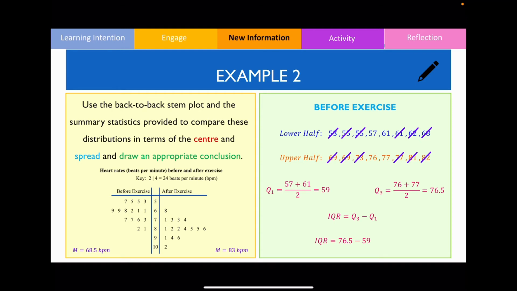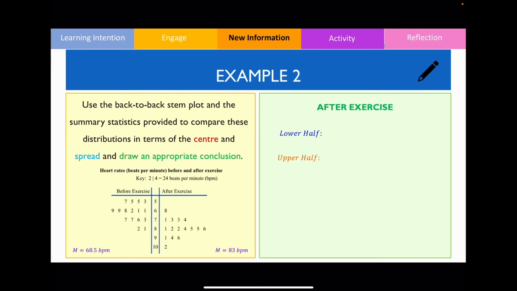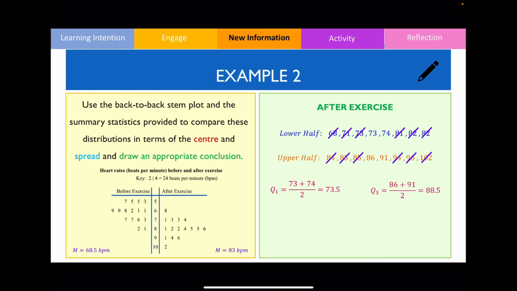Let's now find out what is the IQR of the dataset found on the right-hand side of the stem and leaf plot. So again, I'm going to need to find out the values of my lower half as well as my upper half. And to find out the value of Q1, we find the median of the lower half. So in this example, it's going to be equal to 73.5. Whereas Q3 can be found by finding the median of the upper half, which in this case is going to be equal to 88.5. To find out the IQR, I'll find the difference between these two values over here, which in this case will be equal to 15.